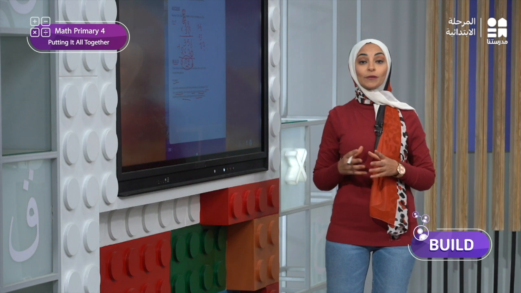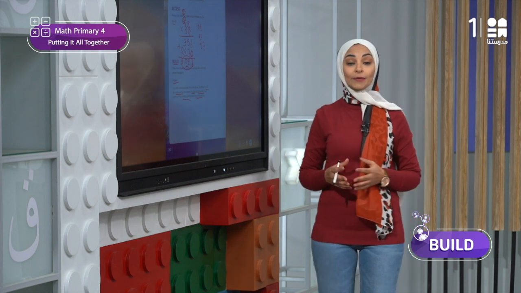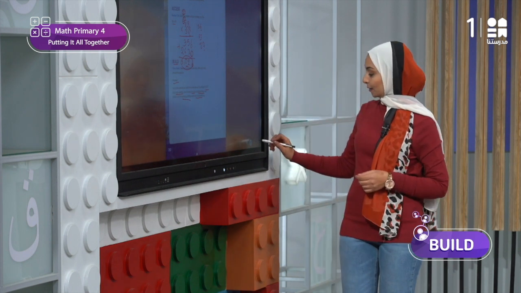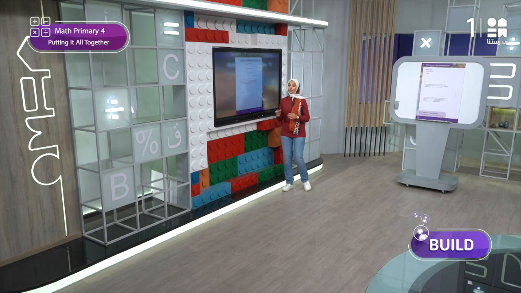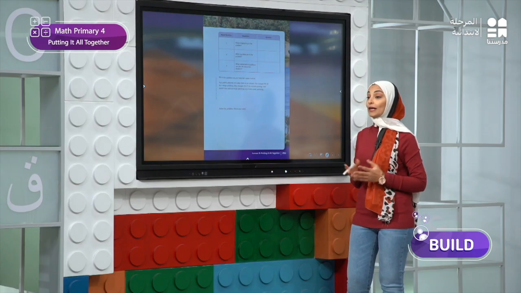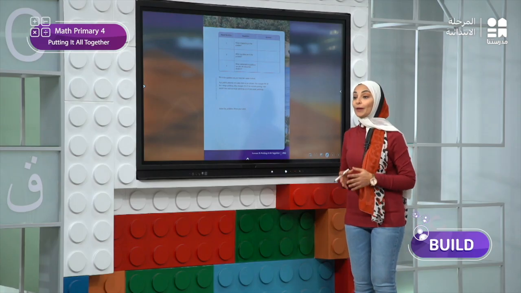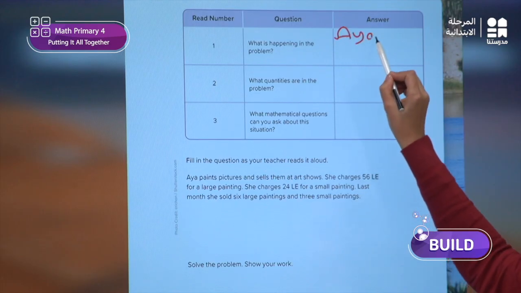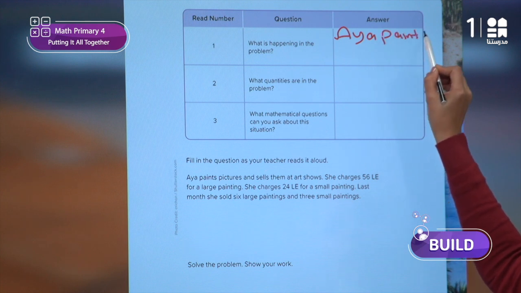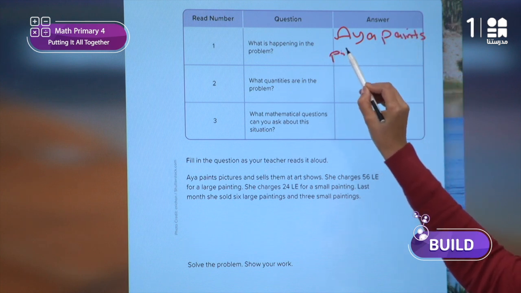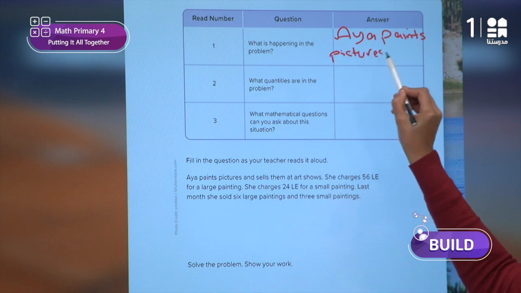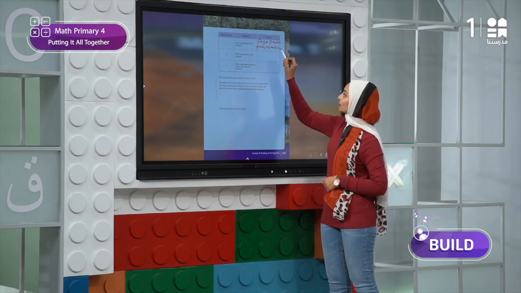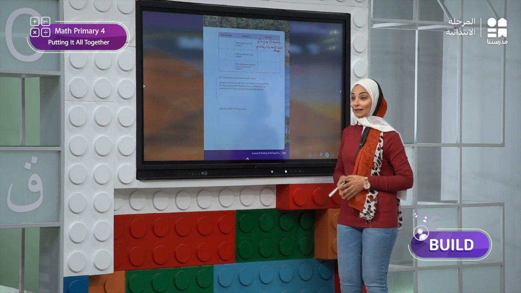The first time I read this problem, what did I understand? Yes, I understood what is happening in the problem. Let's see in our table. The first question: what is happening in the problem? So what will I write? I understood that Aya paints pictures and sells them. Let's write that. Aya paints pictures and sells them. Aya makes paintings and sells her things.